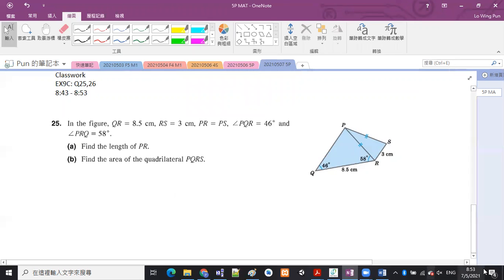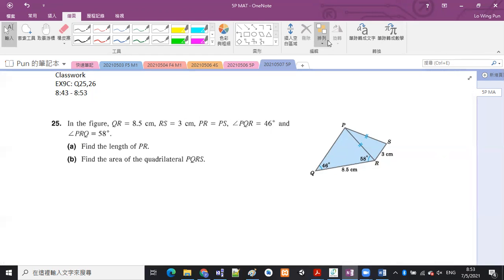Okay, let's check the answers. 25. QR is 8.5, RS is 3, and then angles 46 degrees and 58 degrees. So everything is already marked on the diagram. Okay, so you can forget the description in the questions.